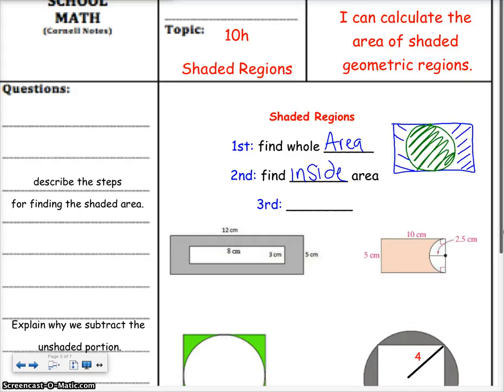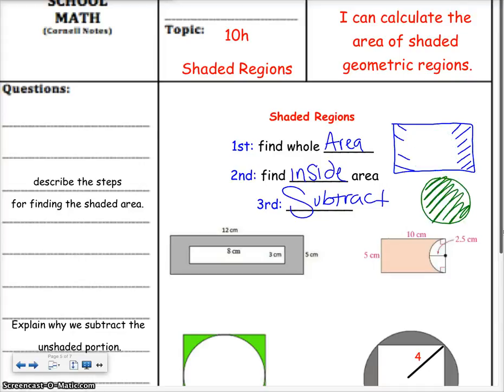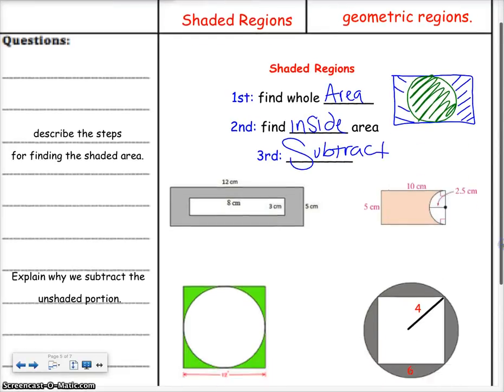So you would subtract the outside region, take away the inside region, and that gives you the shaded region. Because the outside region gives you everything, but you want to take out this inside region, then you're left with the shaded region. Okay, so that's how you do it. It just gets a little bit more advanced.